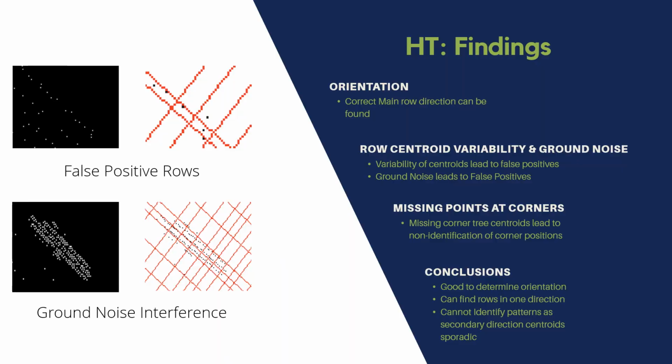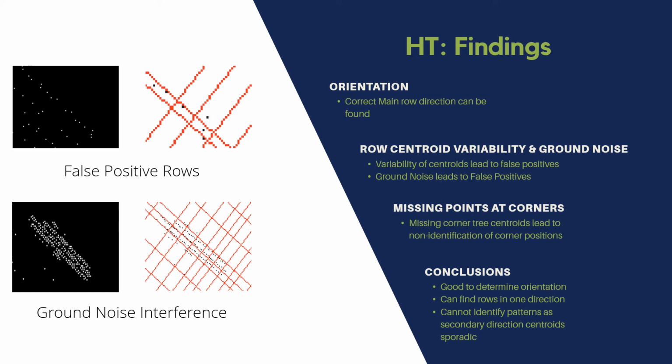Findings from the application of the Hough transform. The Hough transform was successful in determining the main row orientation. Variability of centroids, however, within the rows led to false positive rows being identified, even with line filtering being applied. Ground noise for some orchard data also created false positive row identification. Missing points at corners for higher confidence levels in the datasets led to some corners not being able to be identified.